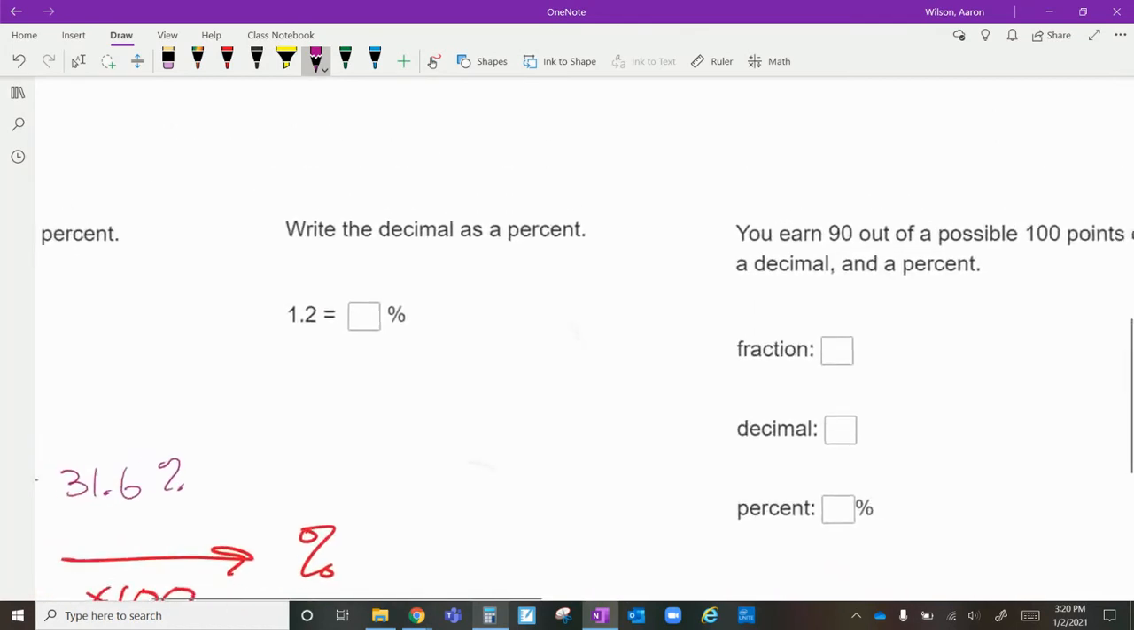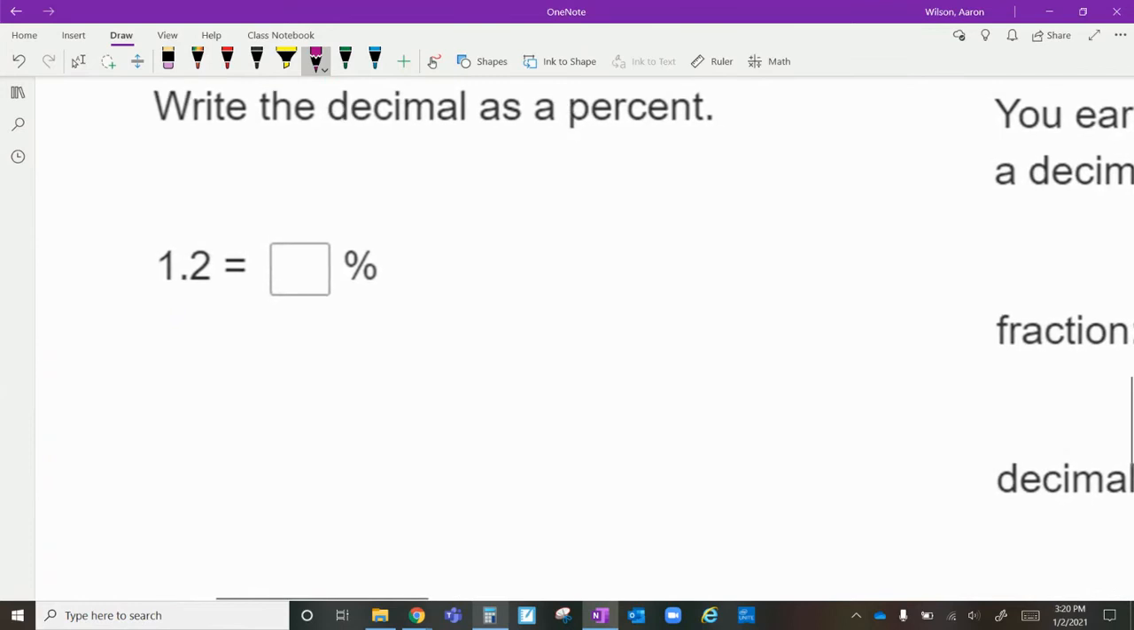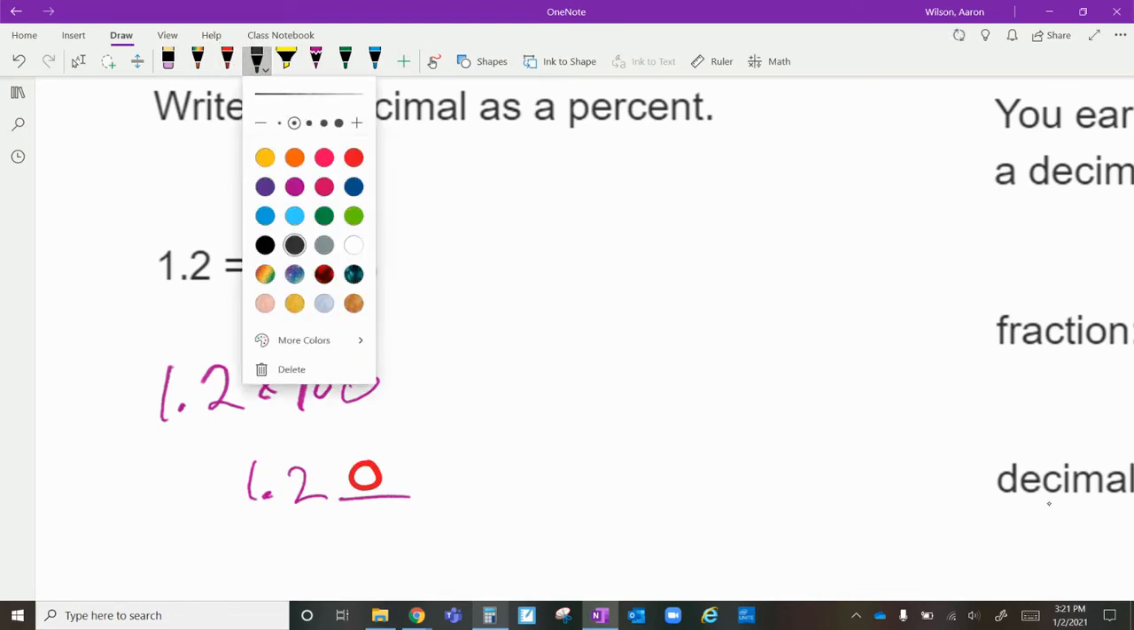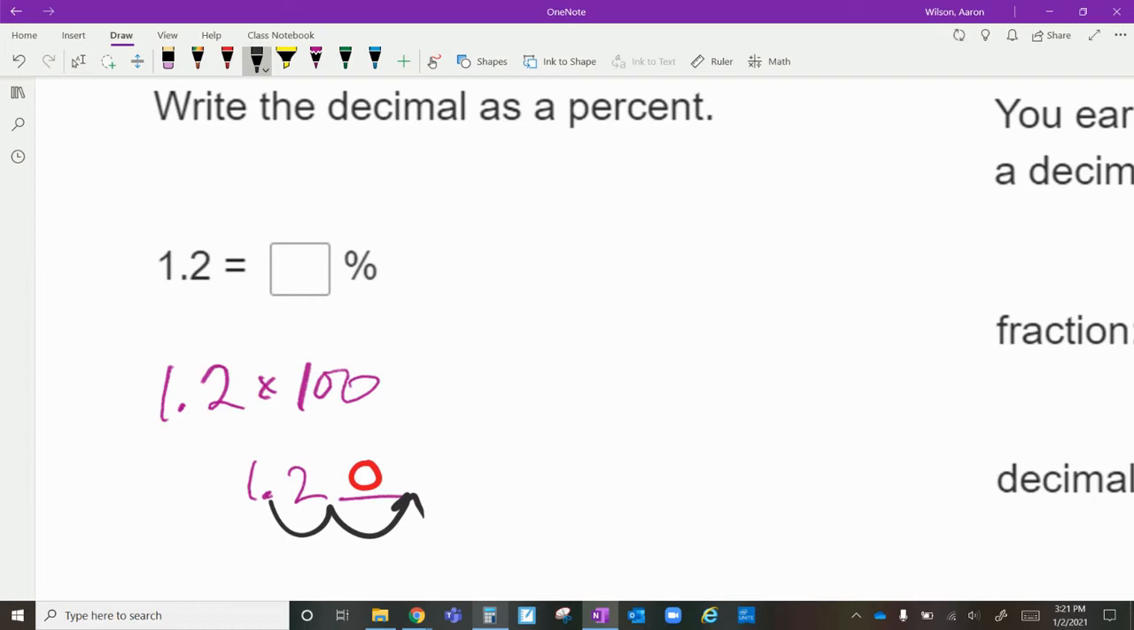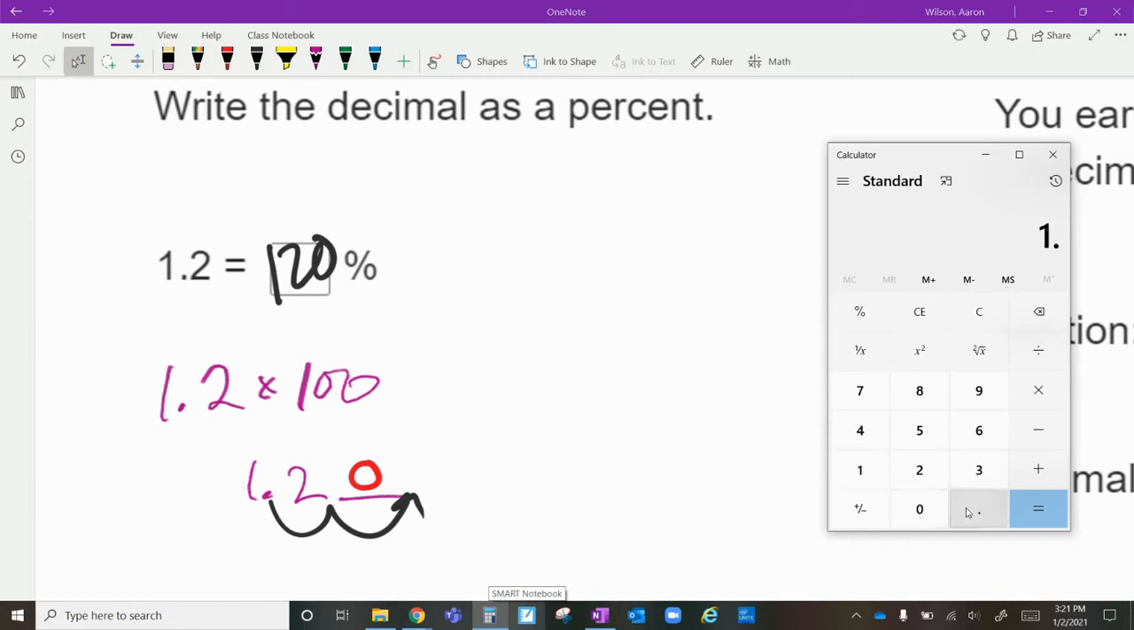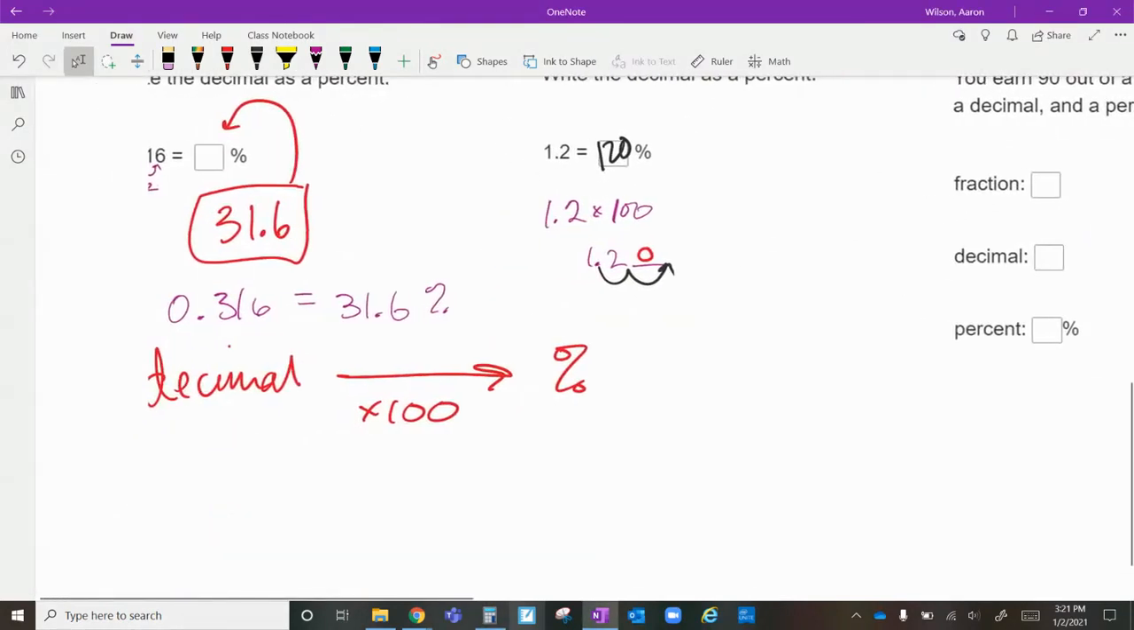So on the next one, it says write the decimal as a percentage again. So we've got 1.2. Well, the shortcut is to take that number, and of course, we're just going to multiply it by 100. But when you're multiplying by 100, the decimal shoots 2 places to the right. Keep in mind, behind this 2 is a 0. So when we move our decimal 2 places to the right, it just jumps 1, 2. And so you're staring at 120%. And just to prove it on the calculator, 1.2 times 100, 120%. There it is.